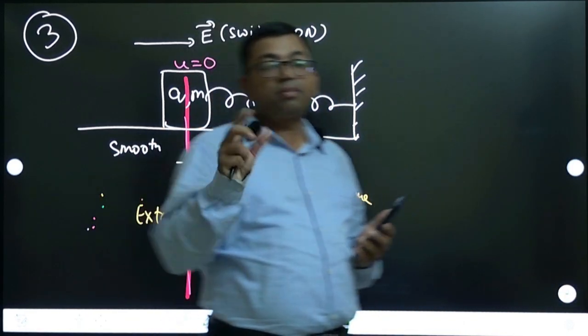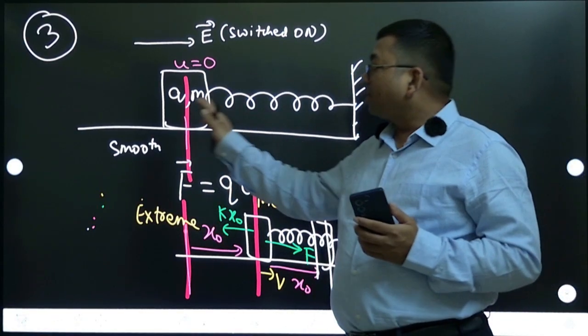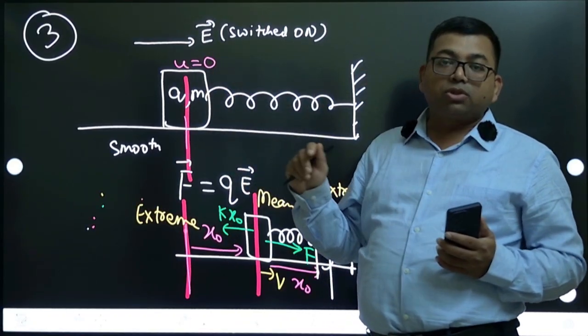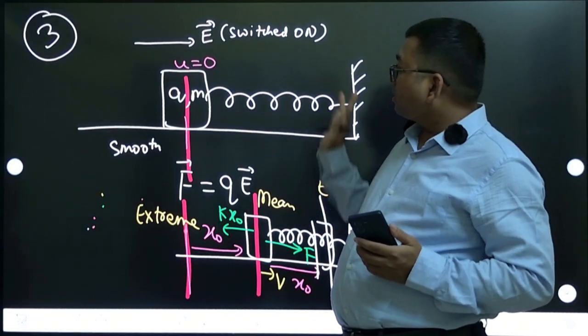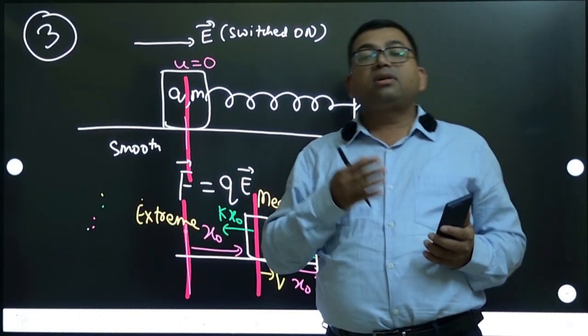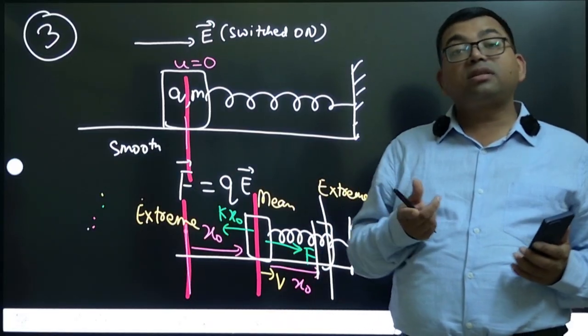Suppose you have not applied any force, electric field or electric force. Then what happens if you compress it and leave it? This itself will be the mean position, and if you compress it here and release, that will be the extreme position. So what happens is the mean position changes, right? Mean position changes.